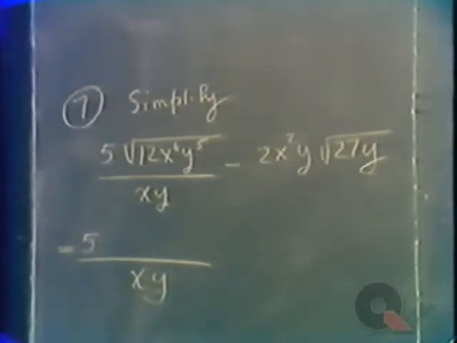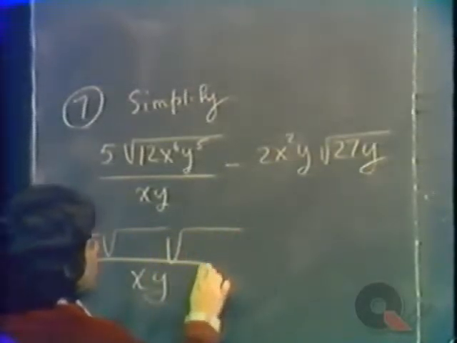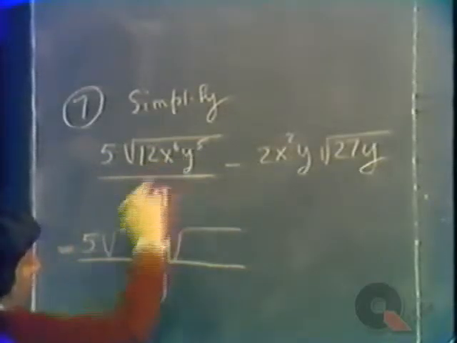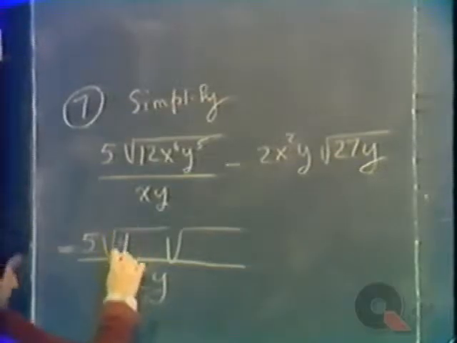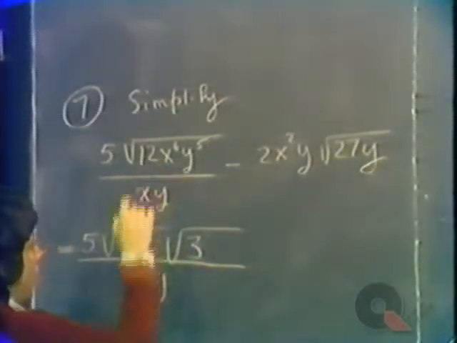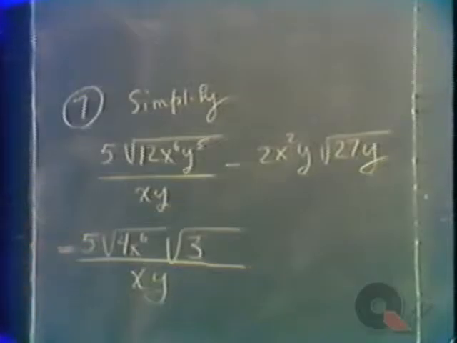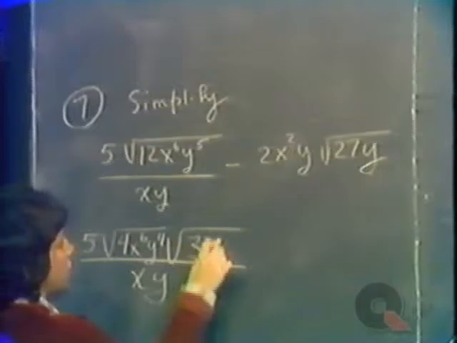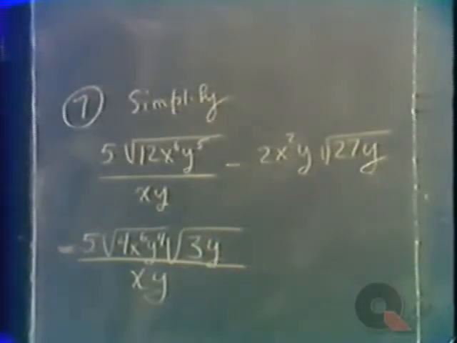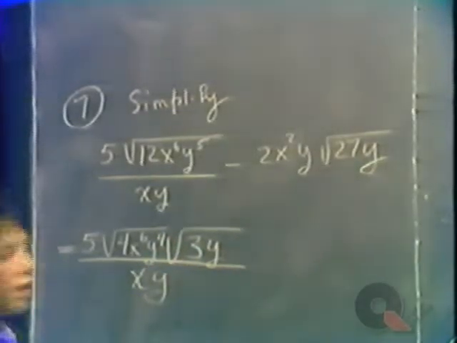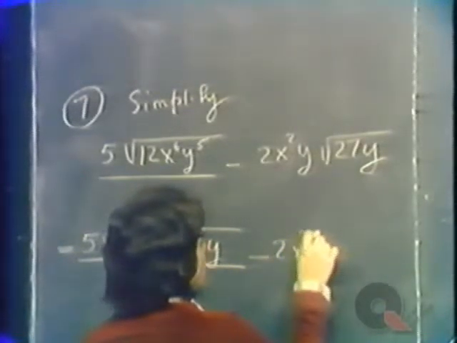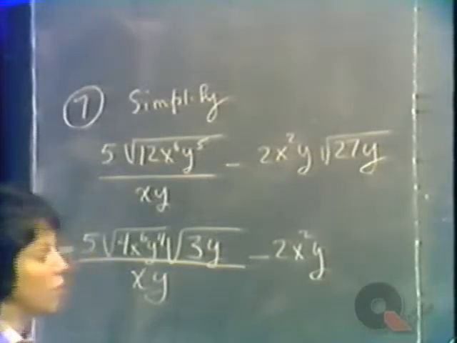The square root of 12x to the 6th y to the 5th by itself is not a perfect square, but we can break it up into a perfect square part and whatever's left over. The largest perfect square factor of 12 would be 4, leaving us with a 3 here. X to the 6th is a perfect square. It's an even power. Y to the 5th is not. Y to the 4th is, leaving us with just the y. So we have 5, the square root of 4x to the 6th y to the 4th times the square root of 3y over xy, minus 2x squared y, the square root of 27y.